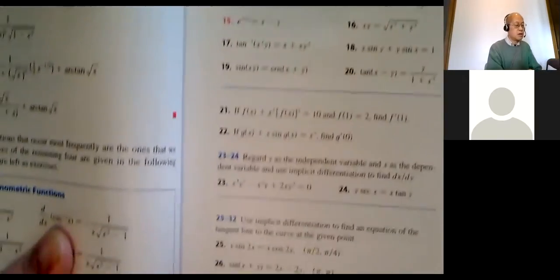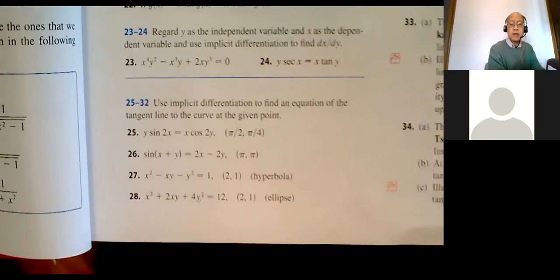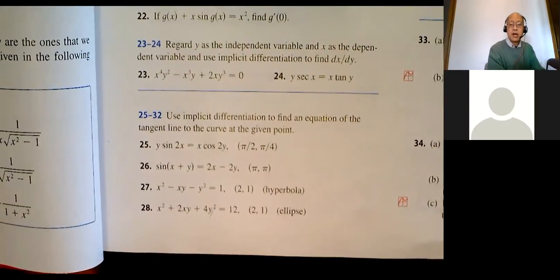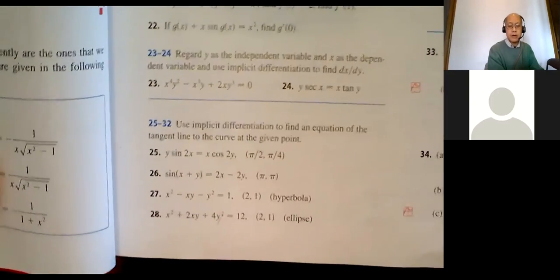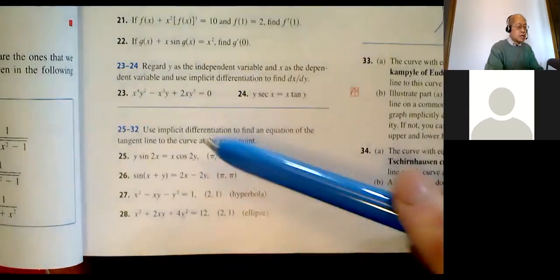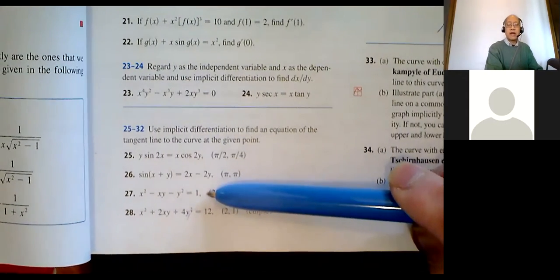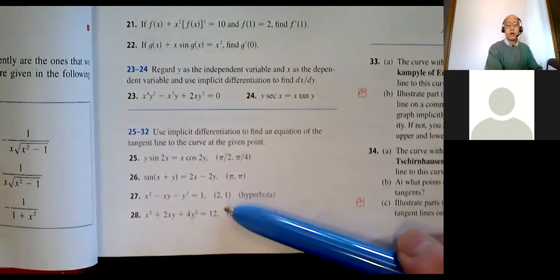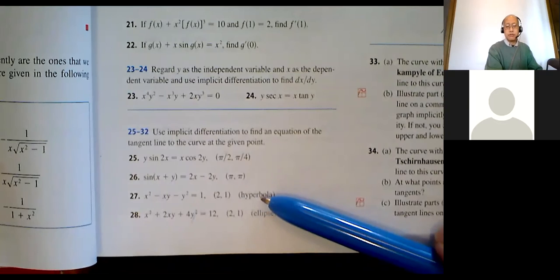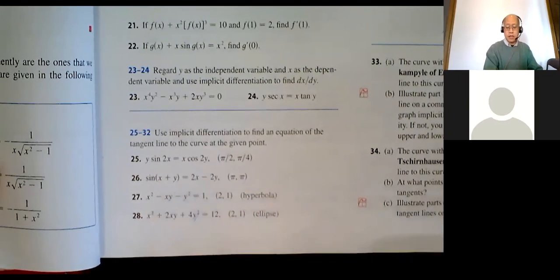So let me show you the language again. Problem 27, look above problem 25: use implicit differentiation to find the equation of the tangent line to the curve at the given point. So the difference this time is they give you a point. x squared minus xy minus y squared equals 1. We can find dy/dx just like all the other ones. Now we're going to plug in the point (2, 1). The graph is a hyperbola, whatever. I can find the equation of the tangent line, even though I don't know what this thing looks like.